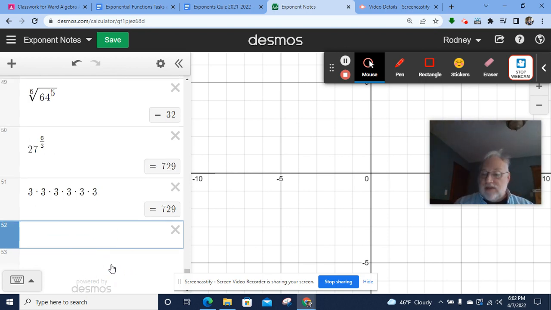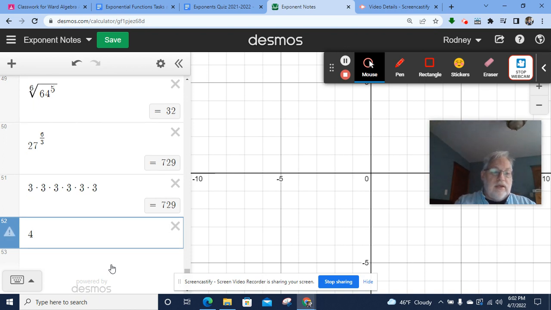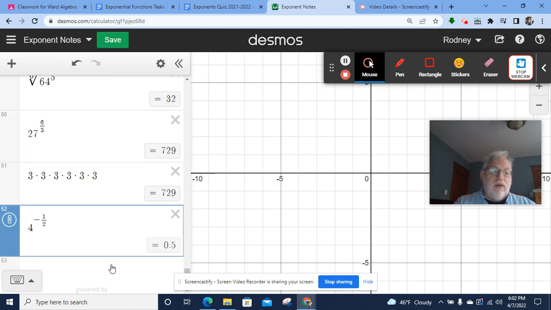Okay, here's the other scenario I wanted to talk about. What if the fraction is negative? Okay, let's consider 4 to the negative 1/2 power. And notice we get 0.5.